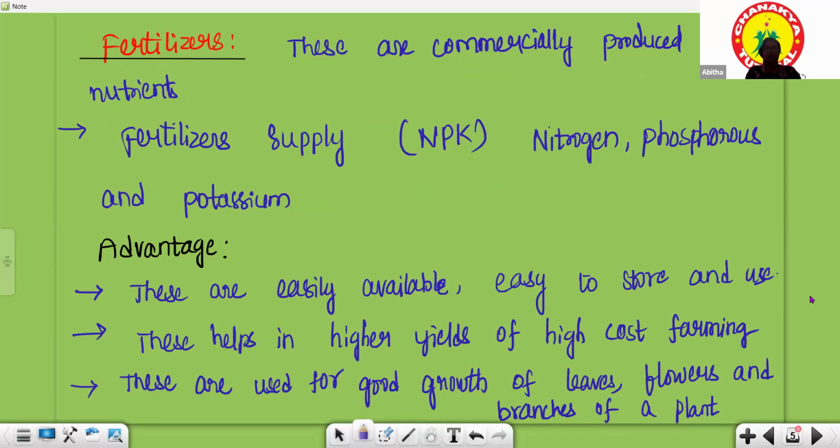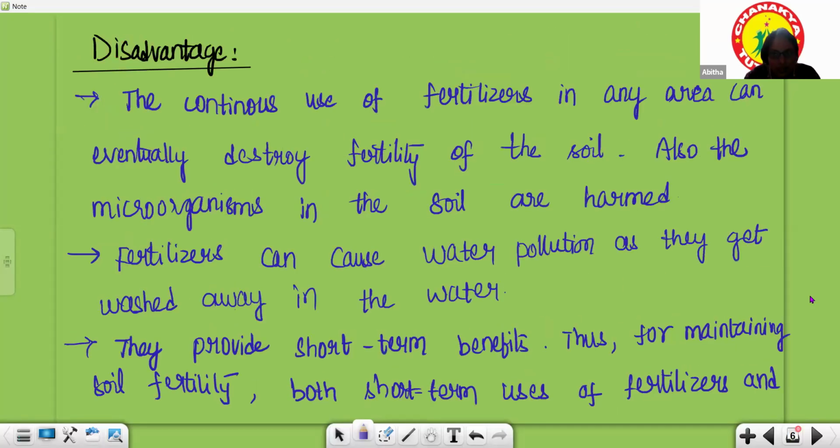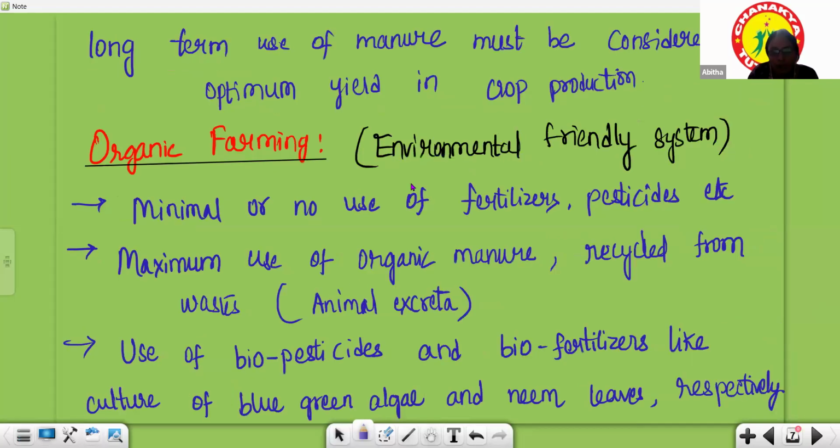Next, coming to the fertilizers. Fertilizers are very useful, but they have harms also. Why are fertilizers useful? To supply nitrogen, phosphorus, and potassium to the plants. They are easily available, easy to store, and easy to use. They help in higher yield as well as good growth of plants. What are the disadvantages? They decrease the fertility of the soil, kill the microorganisms in the soil, and cause water pollution when they are washed with the water. So for optimum growth, you have to use fertilizers for the short term and organic manure for the long term.